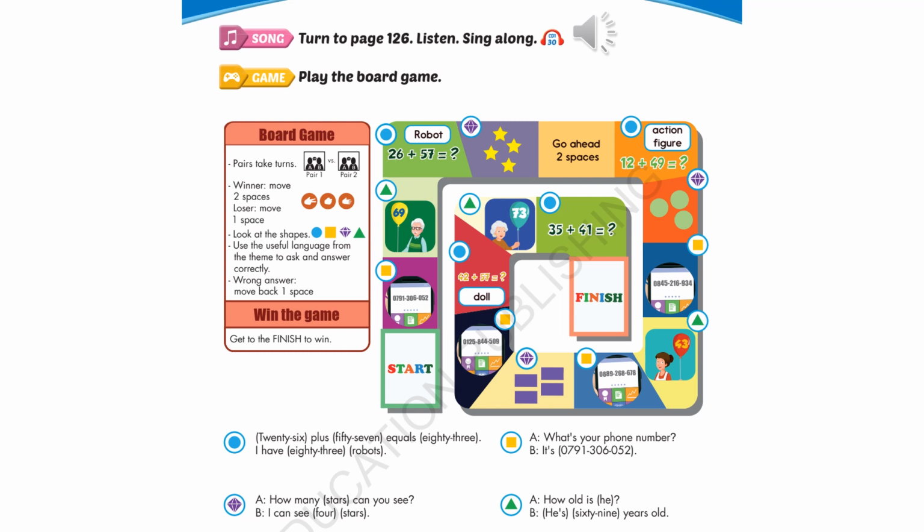Okay, now we have a board game here. How about getting a friend of yours to play the board game with you? So we start and take it in turns. Okay, the winner moves 2 spaces, the loser moves 1 space backwards. So when you finish the game, let's see who is the winner.